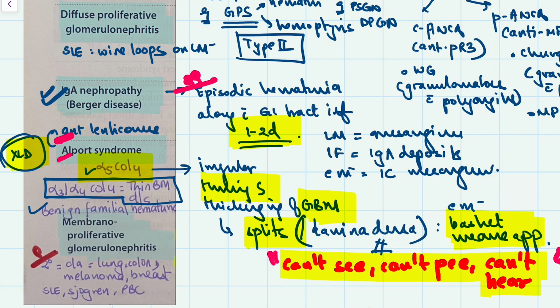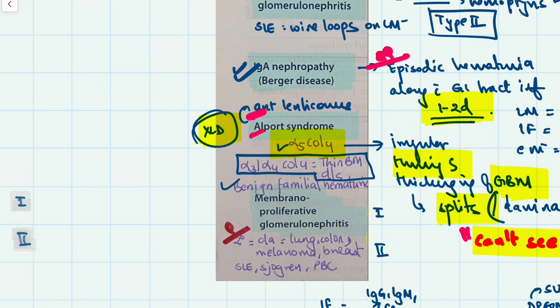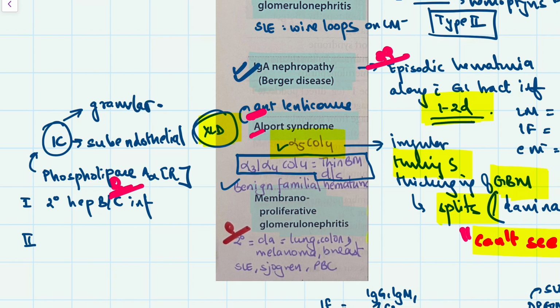Next, we have membranoproliferative glomerulonephritis. It is a nephritic syndrome that can co-present with nephrotic syndrome as well, right? So it is of two types, type 1 and type 2. Let me write here. So type 1 may be secondary to hepatitis B or C infection. This is very important. Or it may be idiopathic, due to which the immune complexes get deposited in the subendothelial space. And due to the deposition of immune complex, the immunofluorescence would show granular deposits.